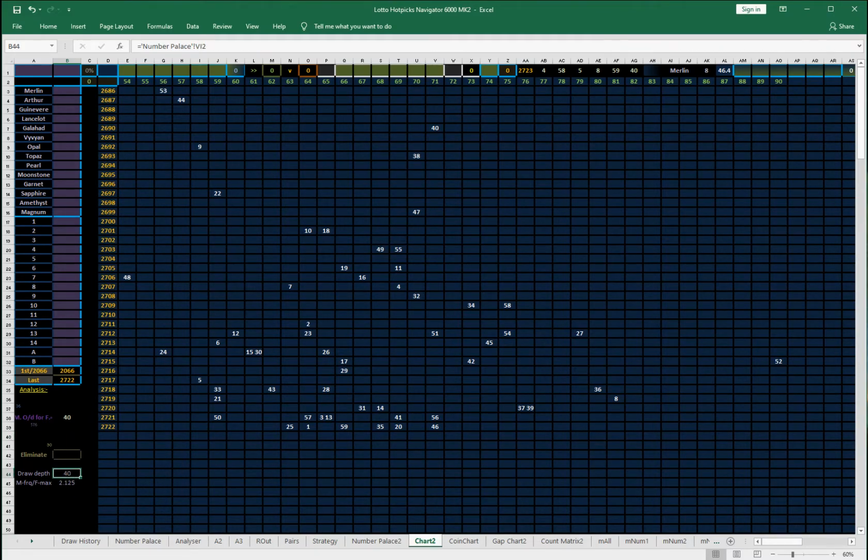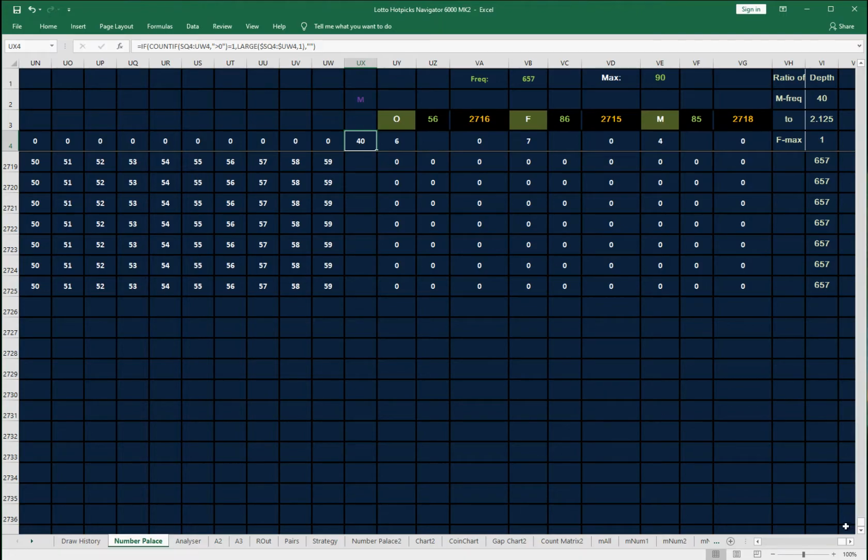Right, draw depth 40. M3 to F max ratio 2.125. What does that mean? Well, on the old number palace, the original, before I added the second one, once I'd finally started tracking the M numbers, F numbers and O numbers, basically to answer the question: are the M numbers more frequent than the F numbers?